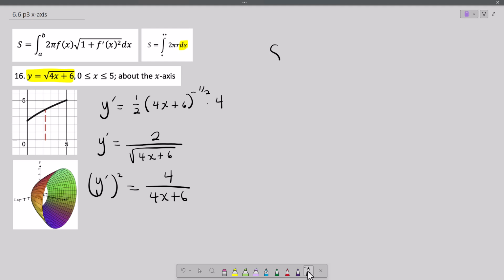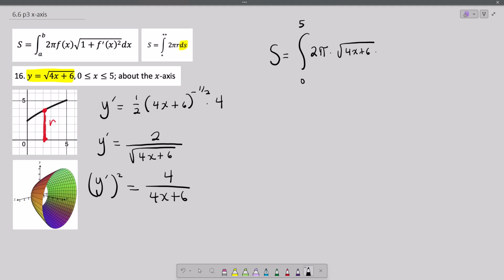So our capital S for surface area, or you could do SA if you prefer, it doesn't really matter. The x's are going from 0 to 5. And then the first part is 2 pi times the radius. When we look at our picture, the radius is this distance right here. Well, that distance is the function. So 2 pi times the function. So this radius up here is always going to turn into the function. So the function is the square root of 4x plus 6. So that's the circumference right there, 2 pi r.